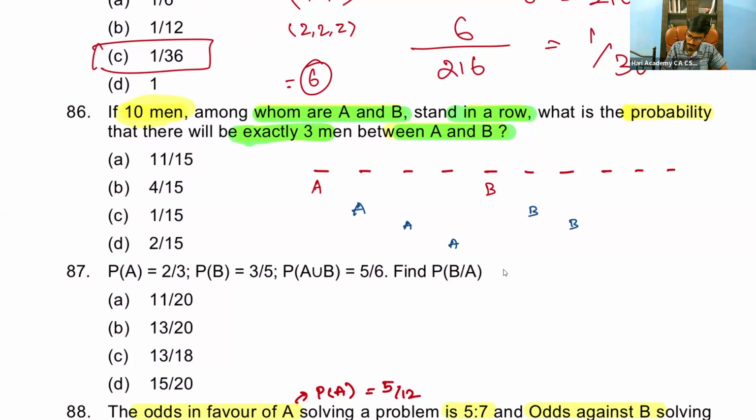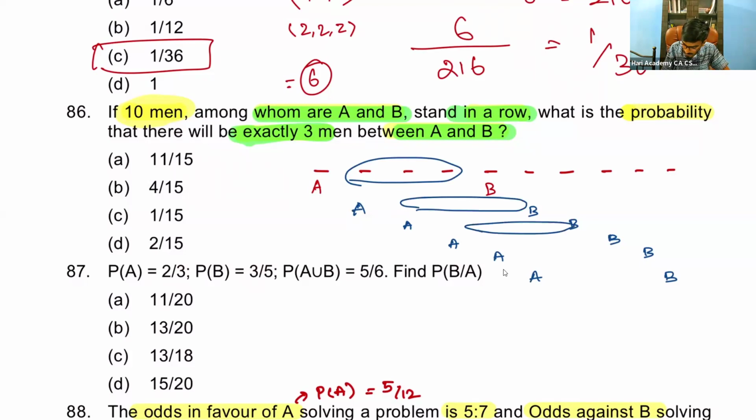If A is on the 4th position, B will be on the 8th position. If A is on the 5th position, B is on the 9th position. If A is on the 6th position, B is on the 10th position. In between, there will be 3. If you see logically, in between, you will have 3. So 1, 2, 3, 4, 5, 6. So totally, we are having 6.